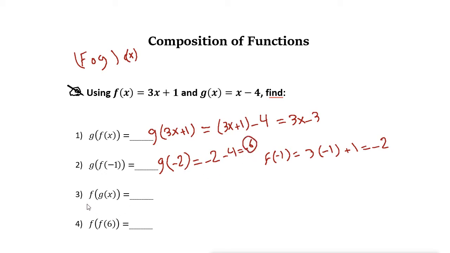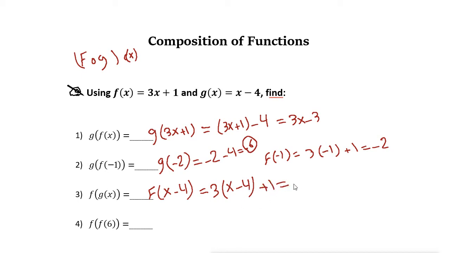Next one here. It is f of g(x). So f of g(x), where g(x) is x minus 4. So put x minus 4. For f, we know that f(x) is 3x plus 1. So instead of x, we need to write x minus 4. So it is 3, then instead of x, just put x minus 4. We also have plus 1.